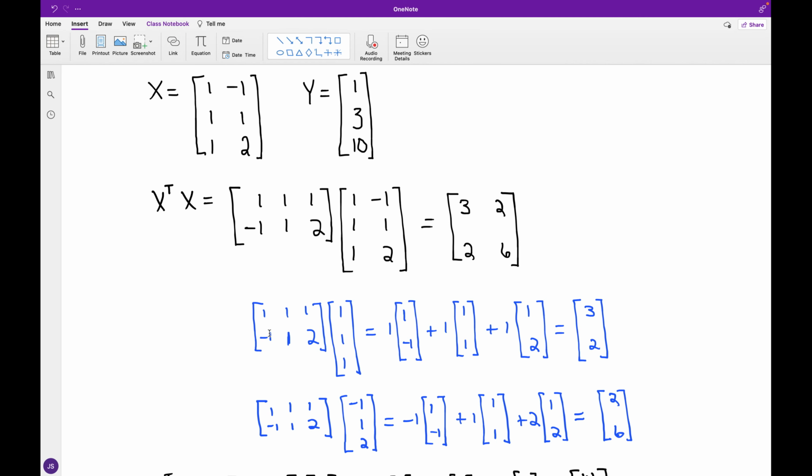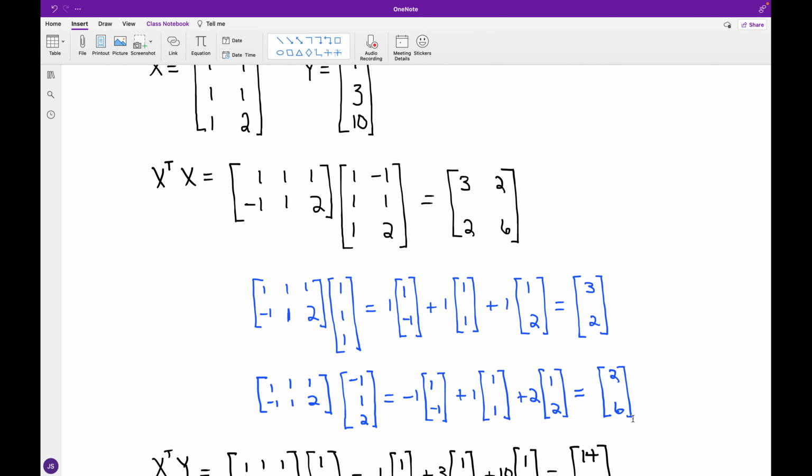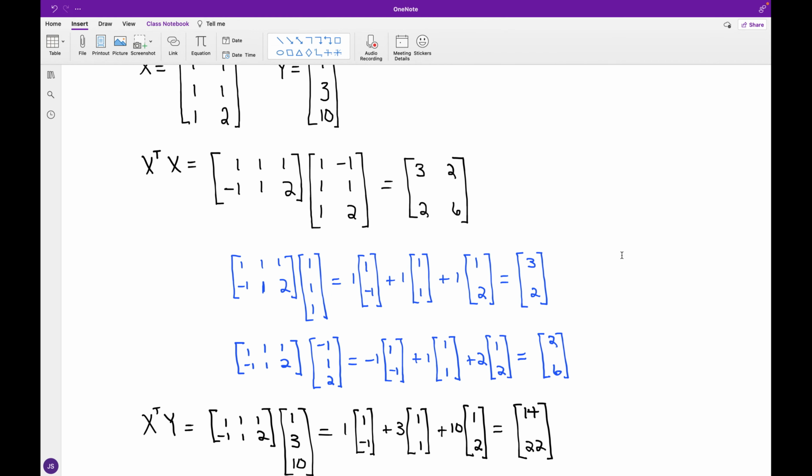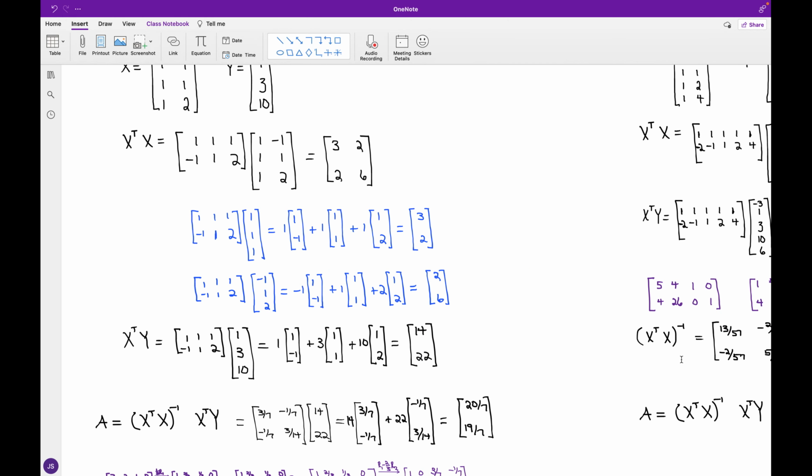Okay, so for the transpose of x times x, looking at the procedure, just kind of like what we did in the earlier parts of chapter 2, we come out to, for this product, we have 3 and 2 at the top, 2 and 6 on the bottom. And then for the next item, we're looking at the transpose of x times y. And following through in similar fashion, we come out to, in this case, a 2 by 1 matrix where we have 14 and 22.